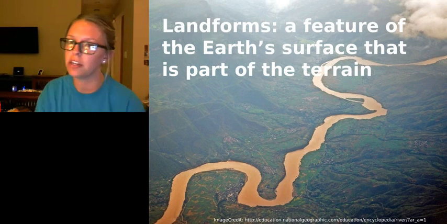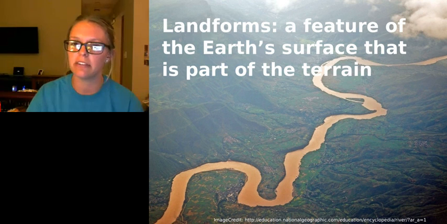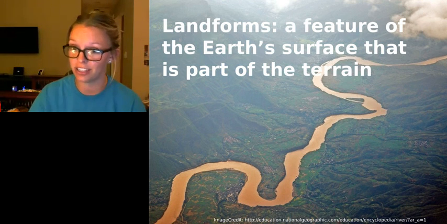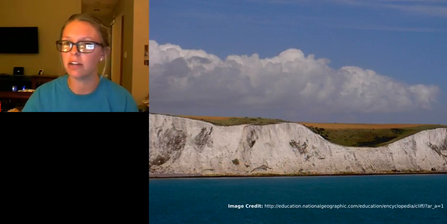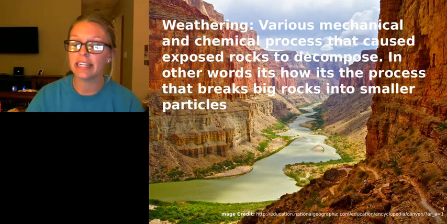So let's take a minute and think to yourself, what are some types of landforms? I'll give you a hint. You're looking at one right now. So the first type of landform is a river. Moving on, you have a cliff, mountains, and even a canyon.